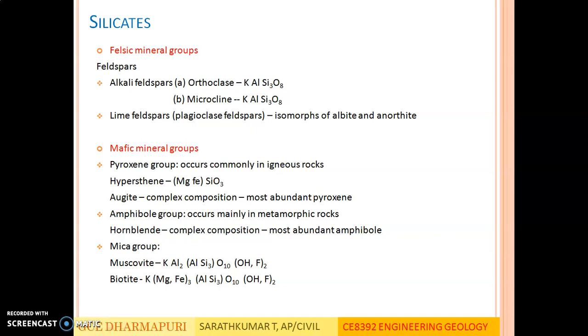So in this unit, from silicate groups we will study feldspar, next pyroxene. In pyroxene we will study hypersthene and augite. Next the amphibole group. In the amphibole group we will be studying hornblende, and in the mica group we will be seeing muscovite mica and biotite mica. In all these mineral groups, feldspar, pyroxene, amphibole and mica group, either SiO3 or SiO4 will be the base mineral unit.